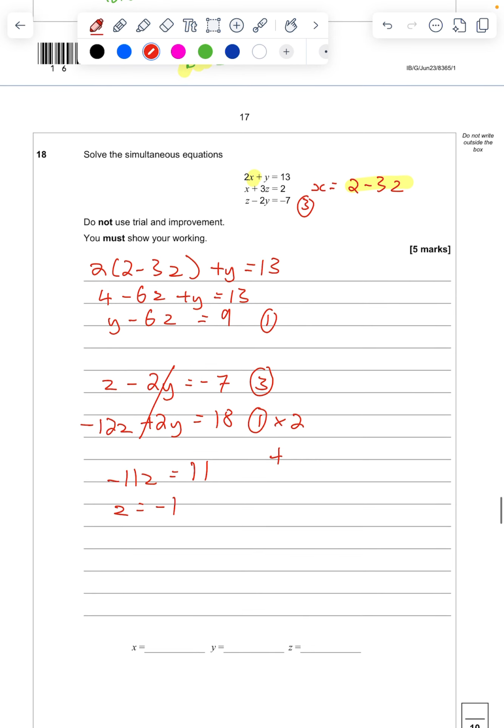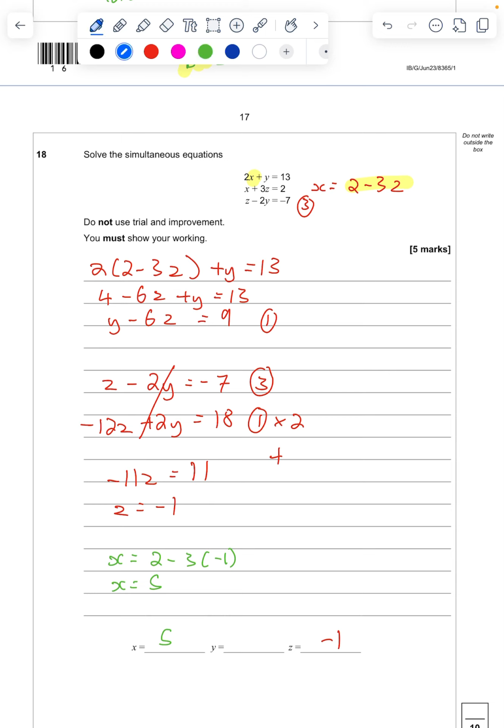Okay, so I found one of my variables. z must be minus 1. Put it back into any equation, this one up here, to go and get x. So x is going to be equal to 2 times by 3 take away minus 1. You can choose any equation, that's going to give you 5, so x is going to be equal to 5.